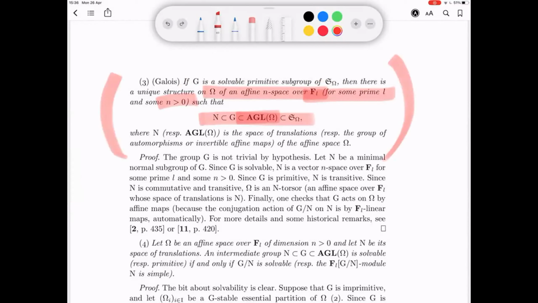Okay, so here's the proof. Now G is given to me, and I take a subgroup which is a minimal normal subgroup of G.